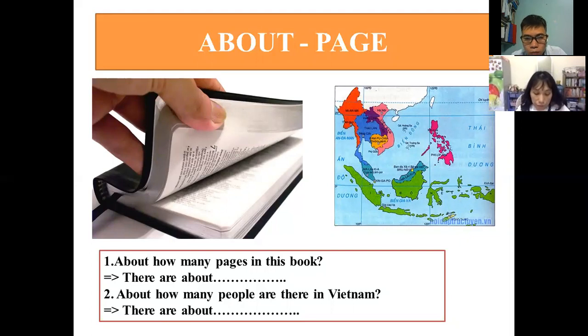The difference between high and low and tall and short. We use tall and short for people, whereas we use high and low for things. Okay, very easy for you to understand the difference.